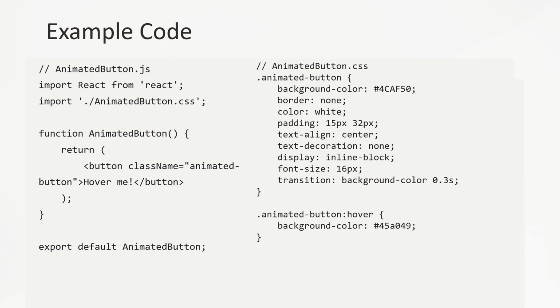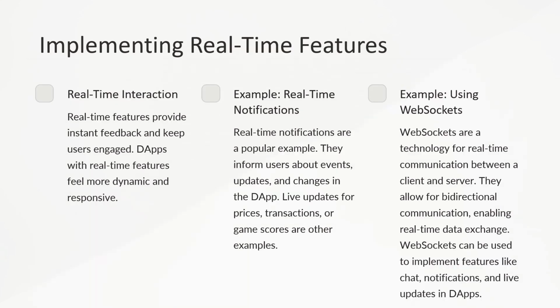over. In this case, the background color changes to #45A049, providing a visual feedback effect. When the button is hovered over, the background color transitions from green to a slightly different shade of green, creating a smooth visual effect. Overall, the code snippet demonstrates a simple yet effective way to add interactive elements to the user interface using CSS animations. The next component is implementing real-time features.